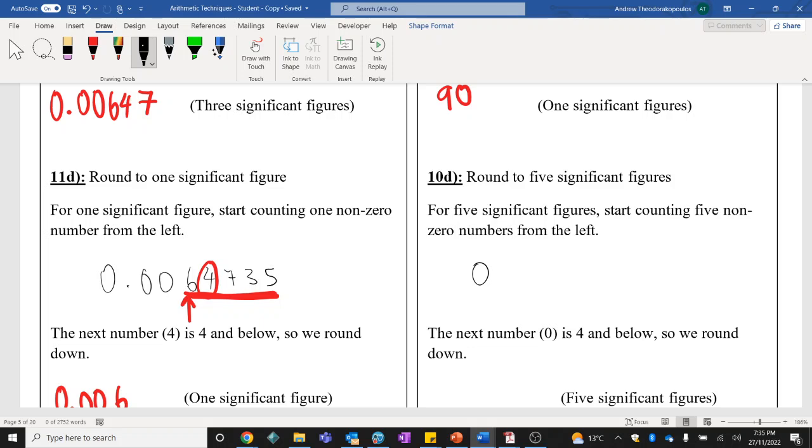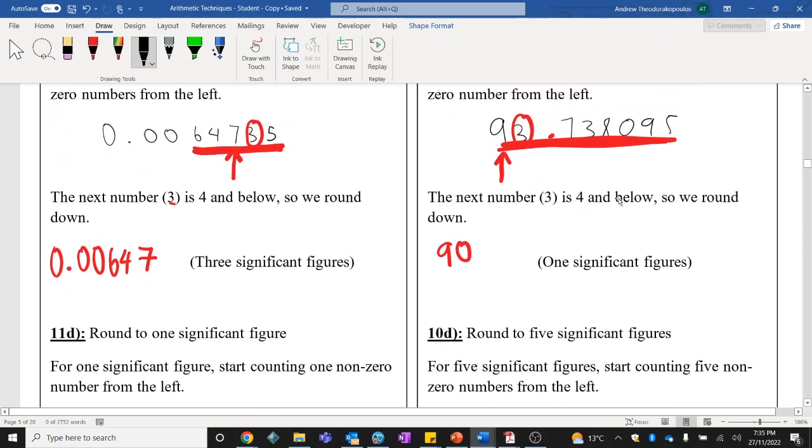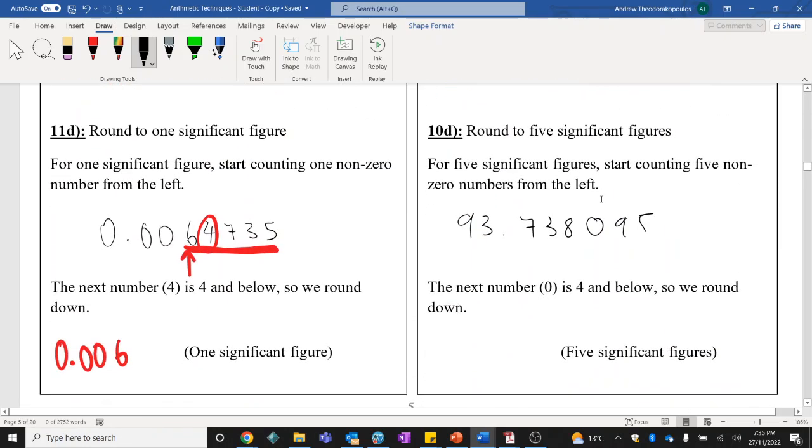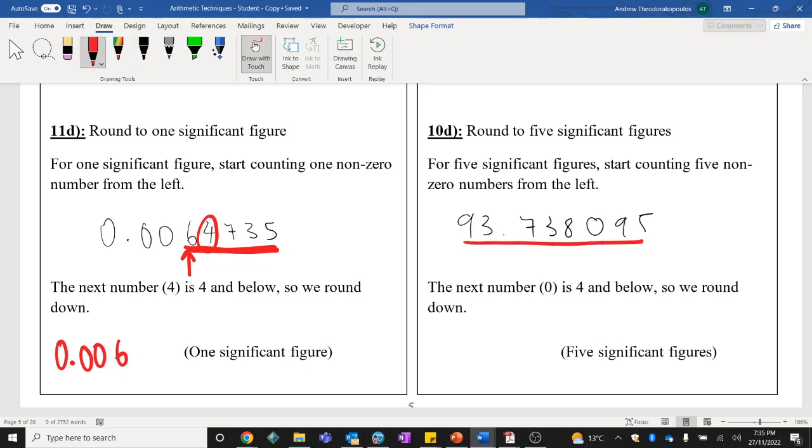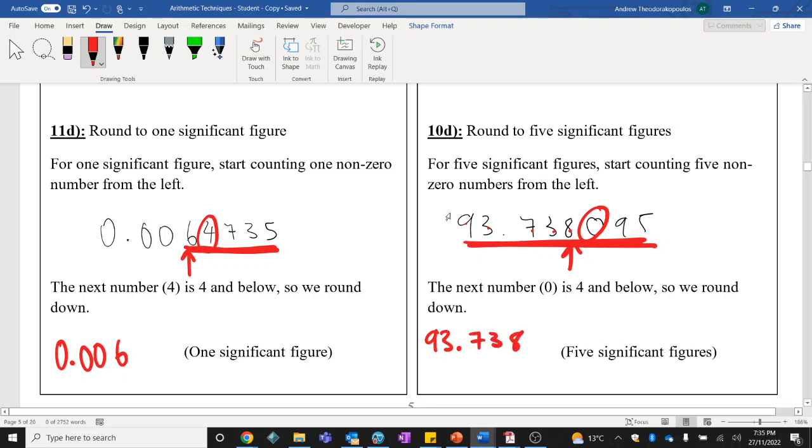Let's write down the number again. What is it? 93.738095. All right. We want to round these to 5 significant figures. Let's underline all the significant figures. Point to the 5th one. Circle the one after. So the number 0 is a small number, so we round down. So basically our number will be 93.738. And that is rounding to 5 significant figures.